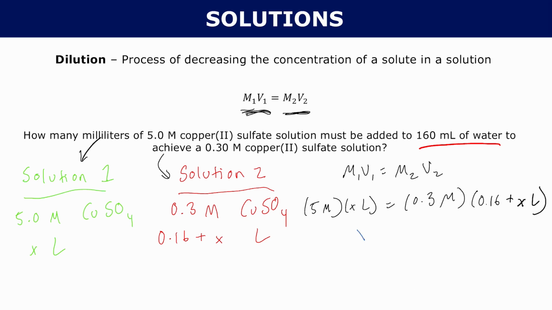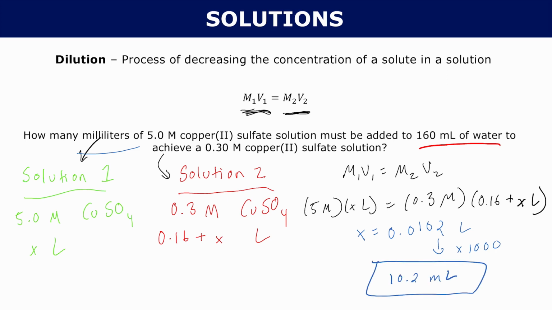At the end, X comes out to 0.0102. This is in liters, but the question asks for milliliters. So we multiply this value by 1,000, and that tells you that you have 10.2 milliliters. So you would need 10.2 milliliters of a 5.0 molar copper sulfate solution, and you need to add that to 160 milliliters of water to achieve a 0.3 molar copper sulfate solution. And that's dilution.